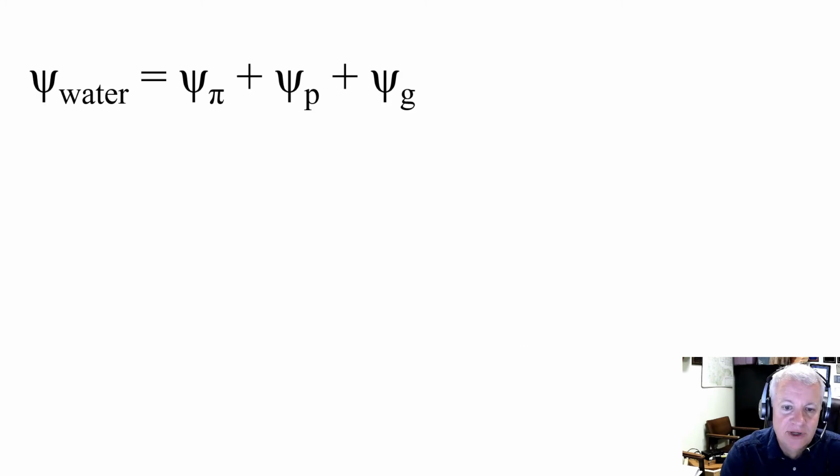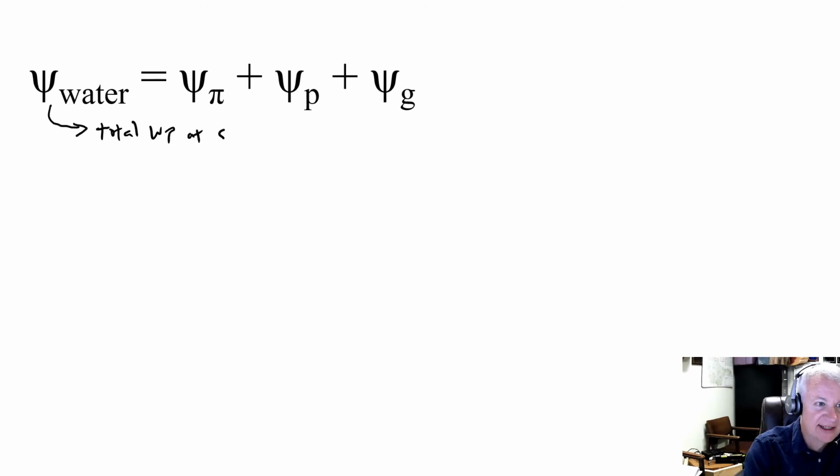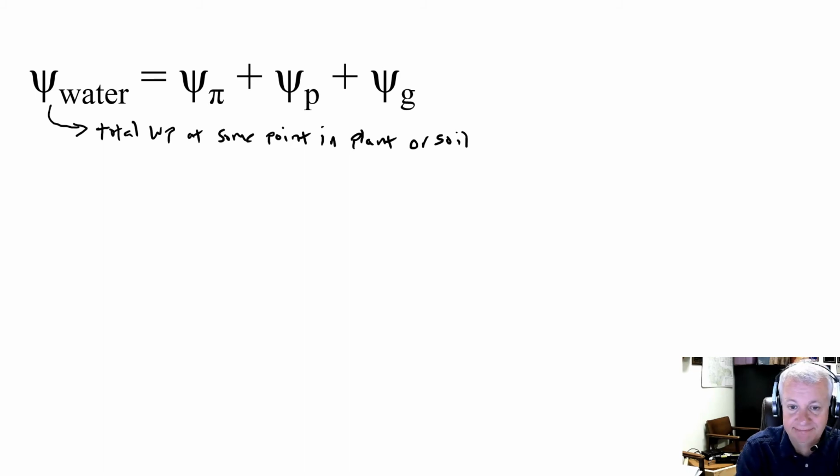The framework we usually use for water potential is where a total water potential is the sum of several component water potentials. Psi is the Greek letter that's usually used for water potential. In this case, total psi water is just the total water potential at some point in the plant or soil. Usually when we talk about this, we say, okay, in leaf xylem, the total water potential is this. So specifying where that is usually helpful. Psi pi, this is osmotic potential.